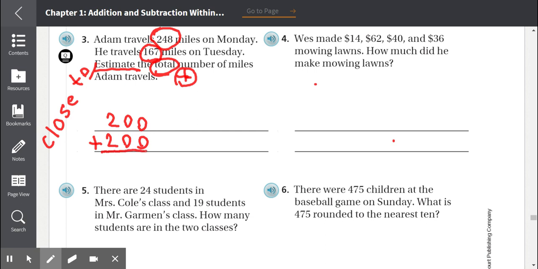So I add these together because it says the total. So we start with the ones place. 0 plus 0 is 0. Now the tens place. 0 plus 0 is 0. Now the hundreds place. 2 plus 2 is 4. So about 400 miles.